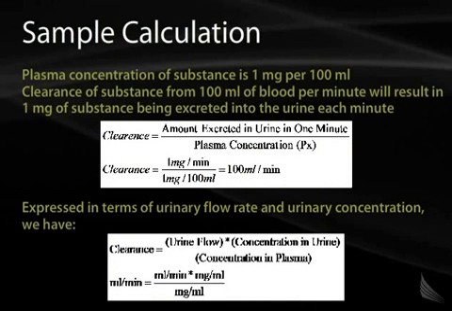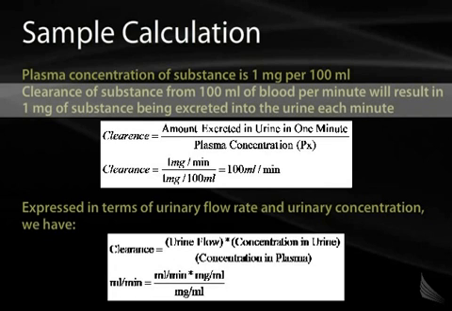Let's walk through a sample calculation of clearance of a substance. While it is unlikely you will have to carry out a clearance calculation on the USMLE Step 1, it is important to understand the concepts in case it were to come up. As we said, the clearance of a substance from 100 mL of blood per minute will result in 1 milligram of substance being excreted into the urine each minute.